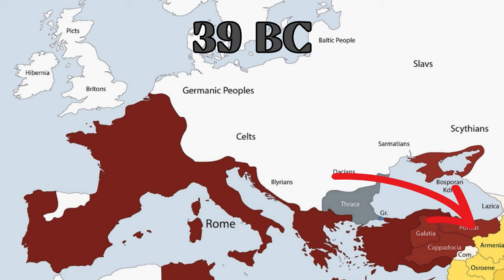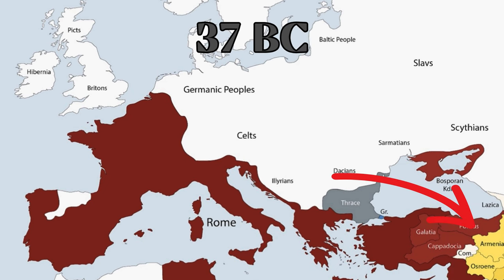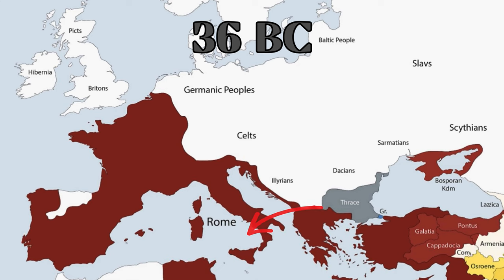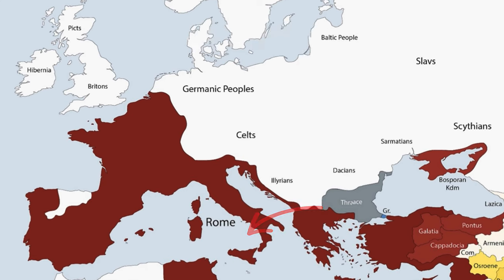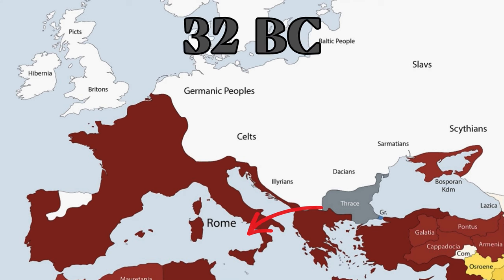39 BC, Mark Antony regained territories seized by the Parthians at the start of the Second Parthian War, stabilizing the situation in the East. 36 BC, Marcus Vipsanius Agrippa defeated Sextus Pompey in the battles of Mylae and Naulochus, securing the triumvir's authority.